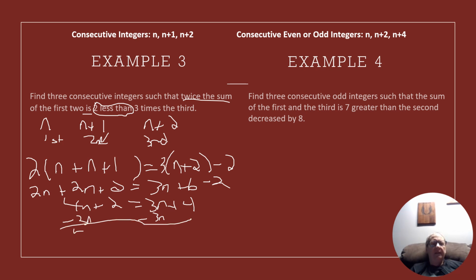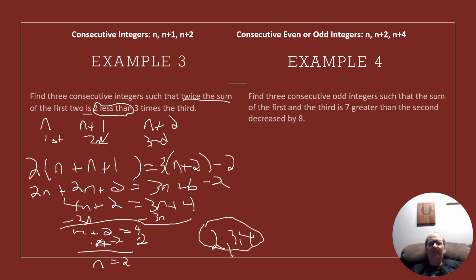And I get n plus 2 equals 4. So n, I would subtract 2 from both sides, sorry. Minus 2, minus 2. Sorry, I forgot that step for a second. n is equal to 2. Now it asks you for the consecutive integers. So if n is 2, the next two numbers are 3 and 4. So that's my final answer for that one.